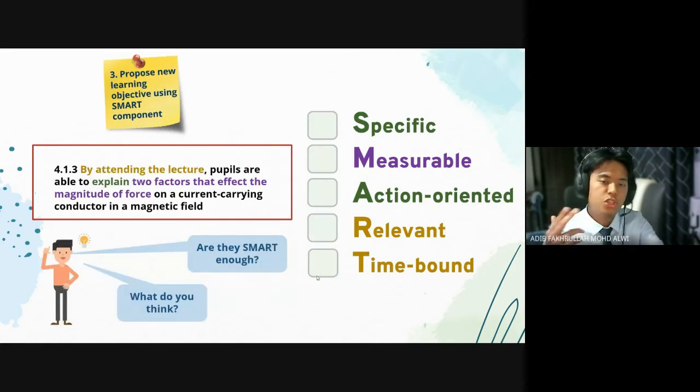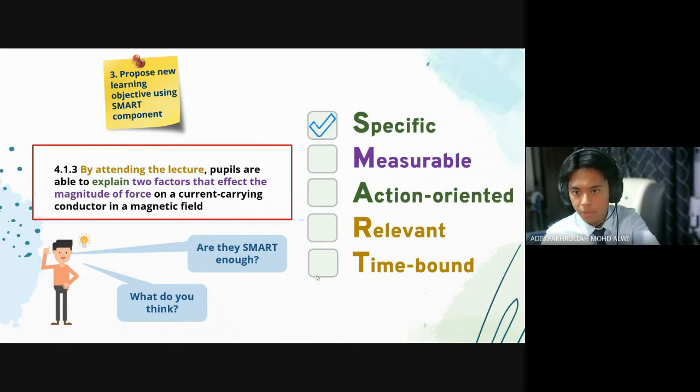Okay, so let's propose a new learning objective using SMART components. By attending the lecture, pupils are able to explain two factors that affect the magnitude of force on a current carrying conductor in a magnetic field. So it is specific. Check the action verb used. It has explain, so it has an action verb.